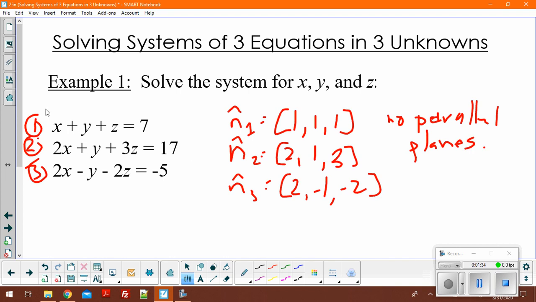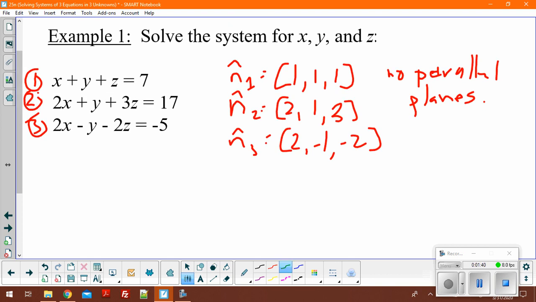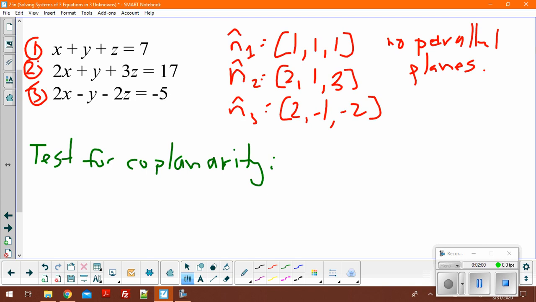Now it's a question of, is it type 3 or type 4? So my next test is to do the triple scalar product, to test for coplanarity. And again, to make my life easier, I think I'll put the 1, 1, 1 into the cross product. So I've got 2, negative 1, negative 2, dotted with 2, 1, 3, which is crossed with 1, 1, 1.